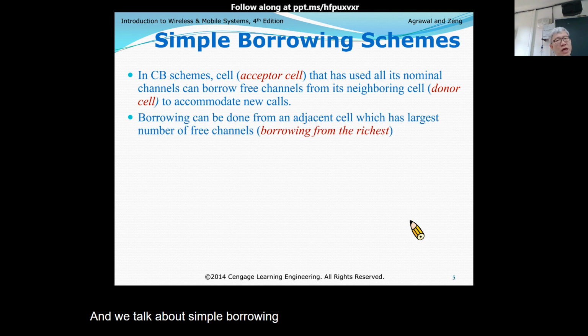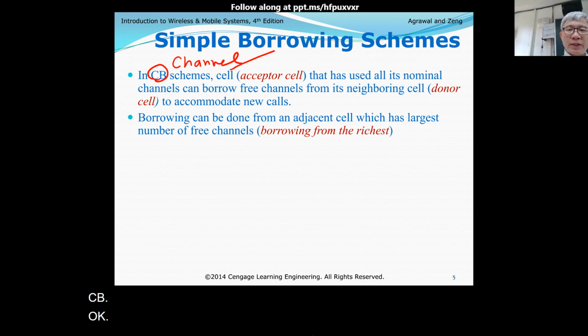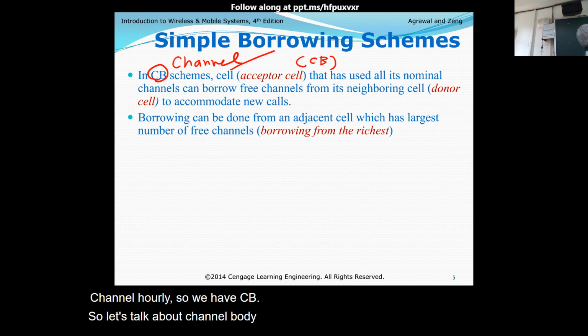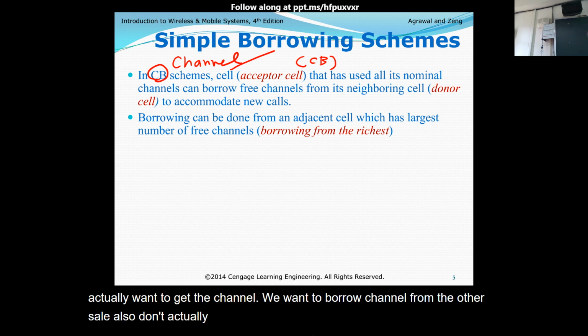We talk about simple borrowing schemes. Here, channel borrowing, it's CB. We have the acceptor and the donor cell. The acceptor is the cell that wants to get a channel, to borrow a channel from the other cell. As for the donor, it can lend the channel to the acceptor cell. So this is channel borrowing.